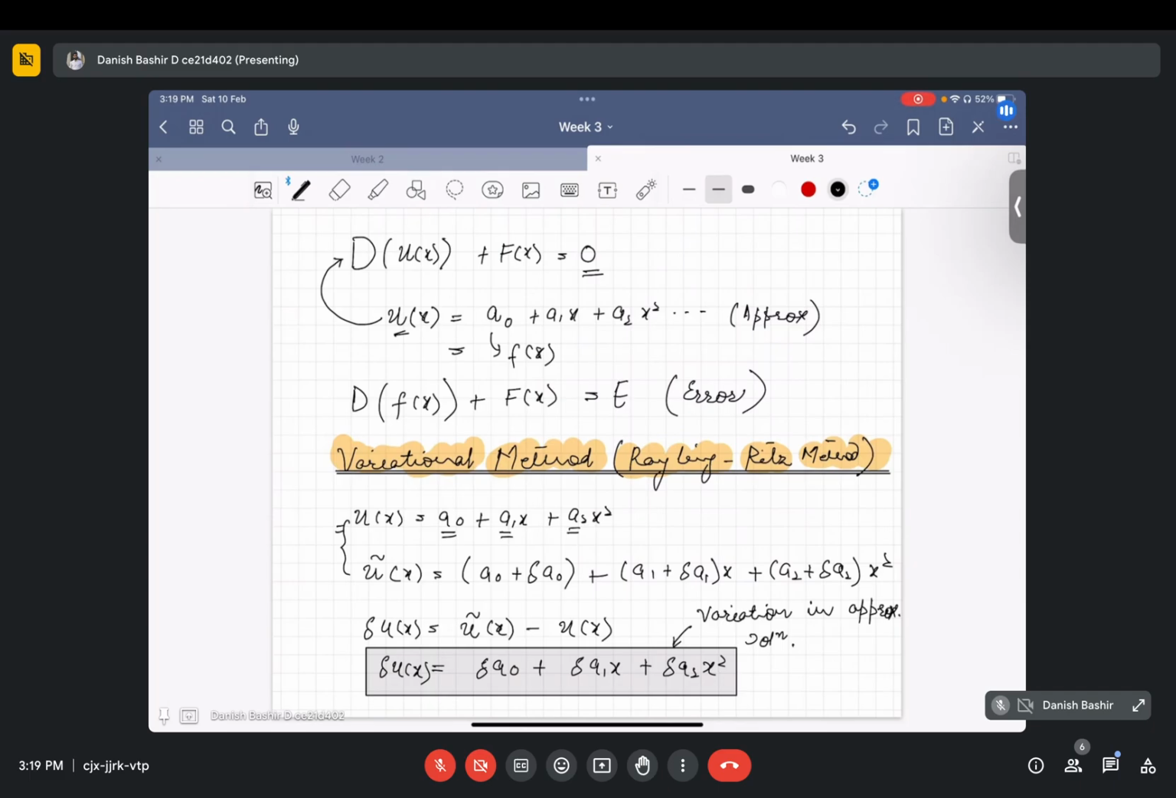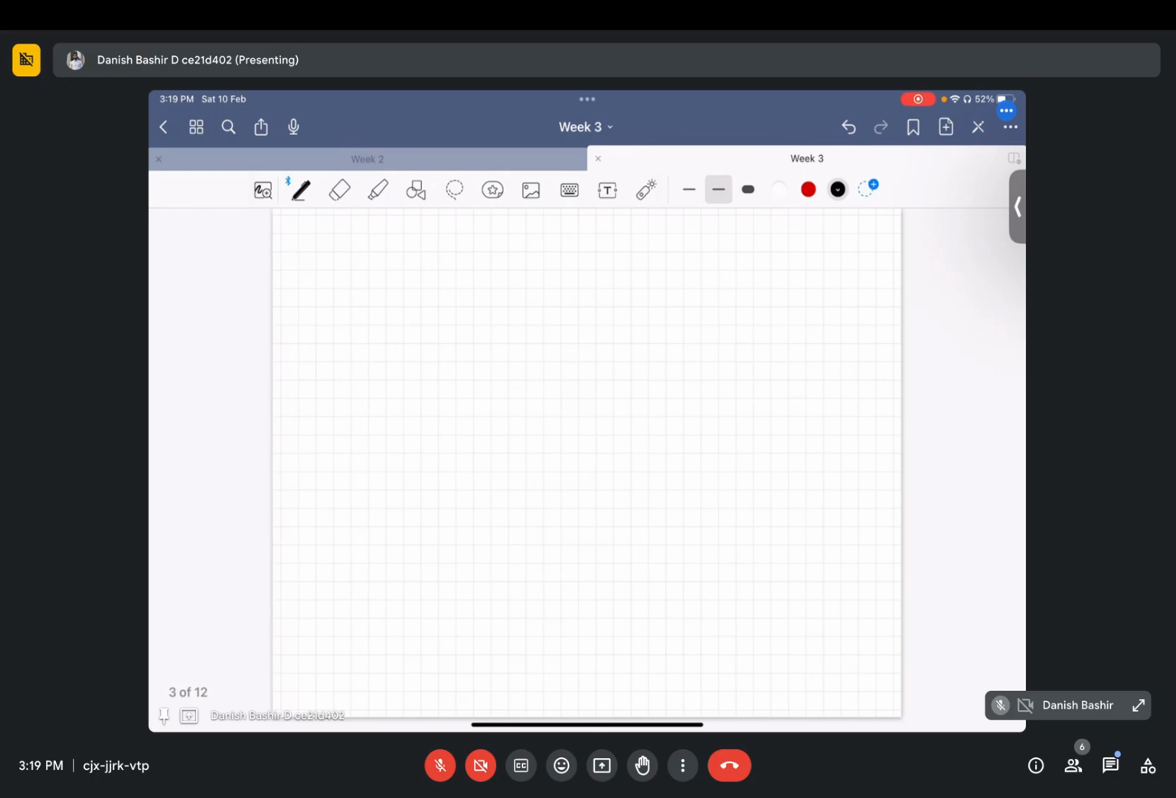Same variation we can have in other functions, or in the differential operators as well, such as the first derivative of u or the square of u. We can write similar expressions for them. For example, we have a function f of x equal to the derivative of the same approximate solution, du by dx, where u is a function of x. How can we write its variation? We have to write the variation of f of x equal to the variation of du by dx.